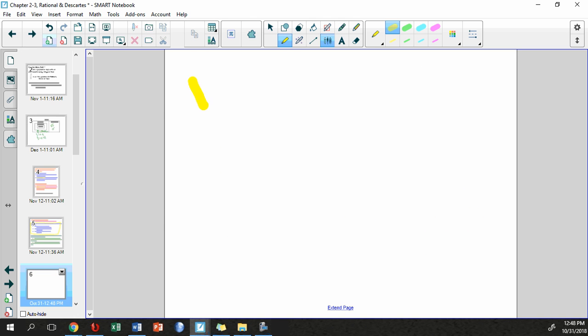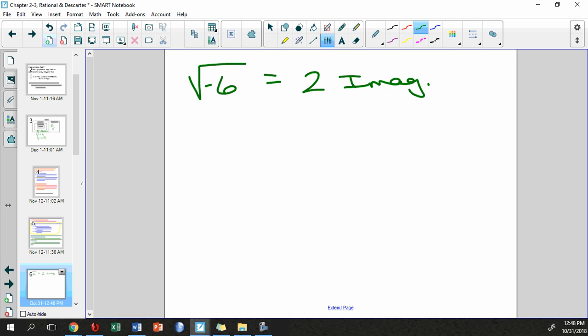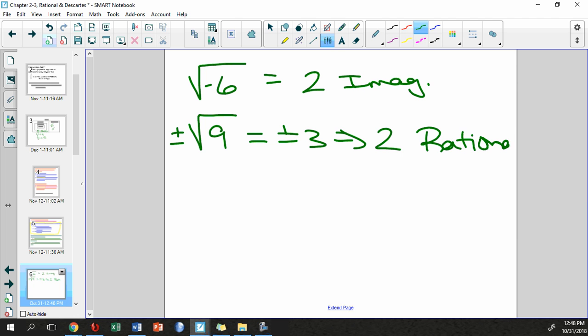If I were to take the square root of, let's say, -6. Can I take the square root of -6? No. So what type of solutions would I have? So I would have 2 imaginary. Does that make sense? What about the square root of 9? So this would be plus or minus. So this gives you 2 rational. What about the square root of 17?